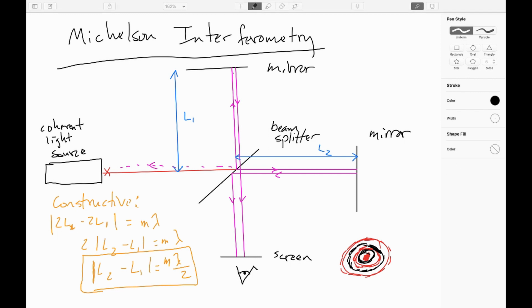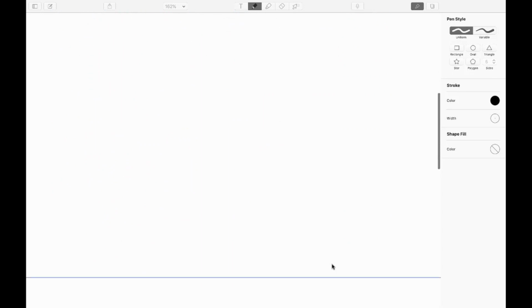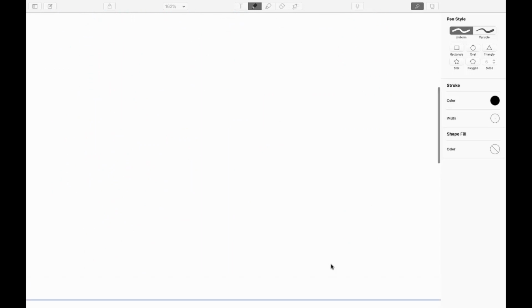So, okay. Now, this is going to seem like a bit of a hard segue here, but it is going to tie back together a little bit. We're going to work off of this idea of differences in round trip distances to also look at thin film interference. However, with thin film interference, there's one additional complication that we have to take a look at. And to that end, I'm going to introduce an experiment known as Lloyd's mirror.